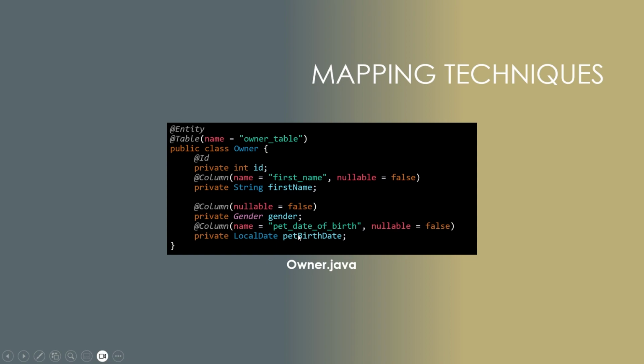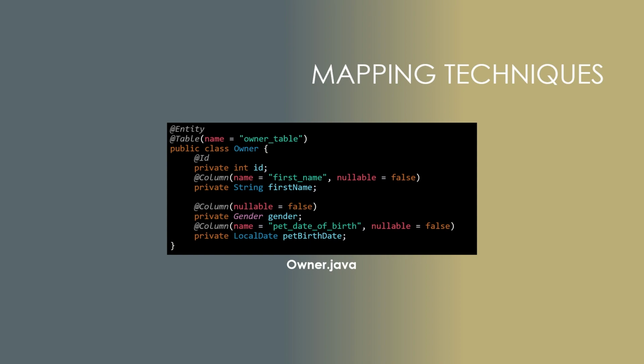Another thing is that if you want to make usage of a completely different name, so let's say here it was pet birth date, but there I want to use pet underscore date underscore of underscore birth, then also you can go for the name. So I hope that is clear that using name is optional, and that is generally used when you want to give a different name or you want to go for the snake case approach, which is a good approach generally. So generally we have all these things.